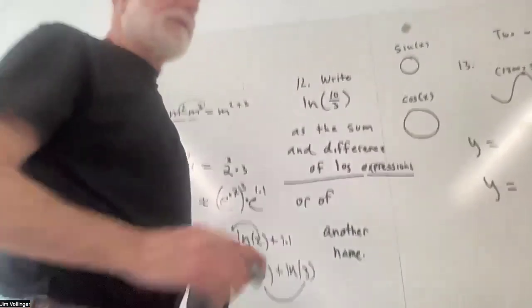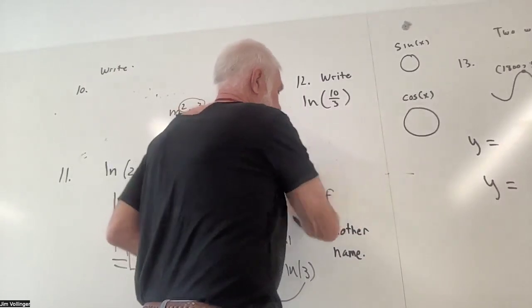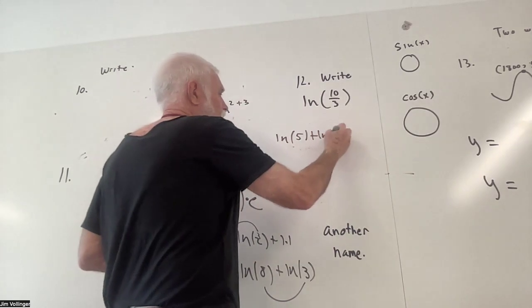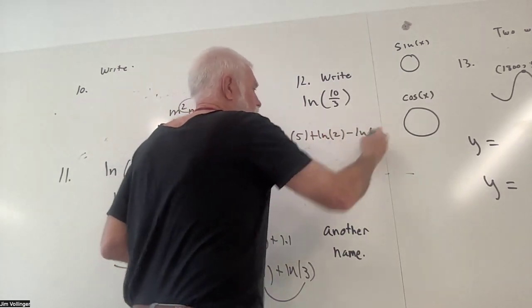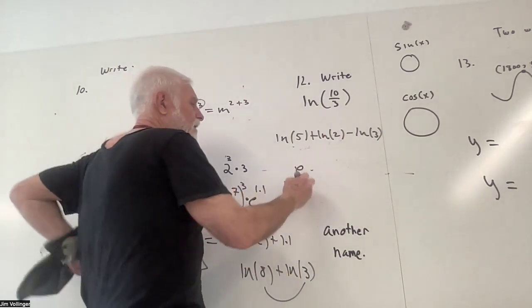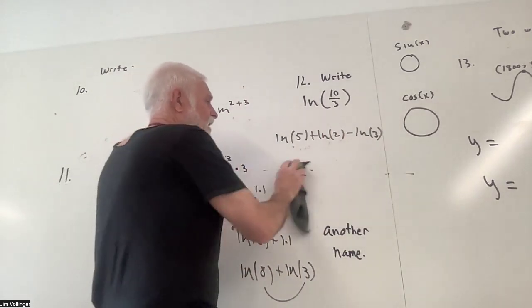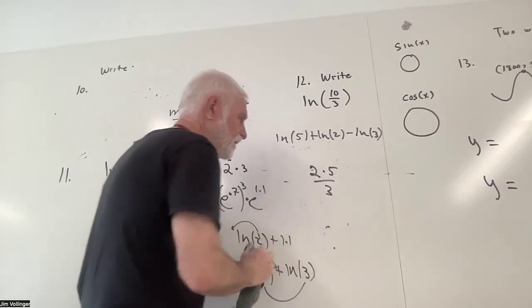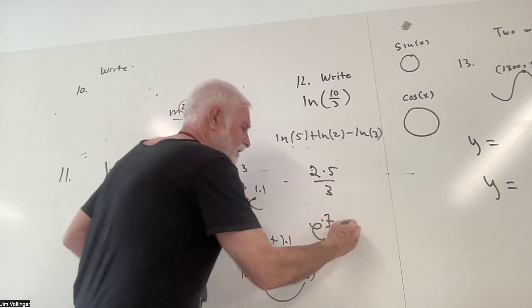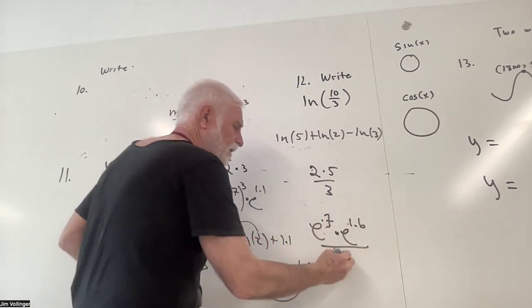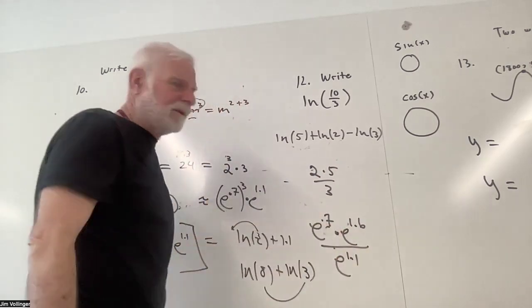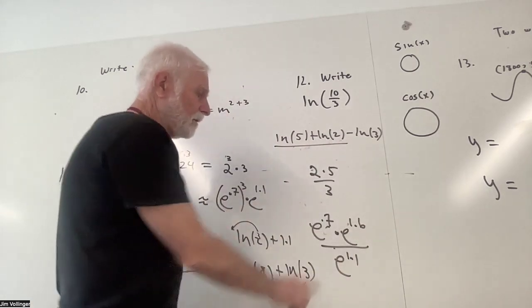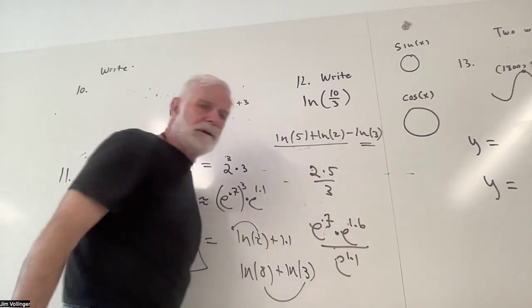So can you tell me what the ln of 10/3 is? I think it's the ln of 5 plus the ln of 2 minus the ln of 3. Let's find out. Let's do 10 as 2 times 5 divided by 3, and let's change that into e to the 0.7 times e to the 1.6 over e to the 1.1. Well, what are you going to do with the exponents? You're going to add 0.7 and 1.6, which is the ln of 5 plus the ln of 2. And then you're going to subtract 1.1, which is the ln of 3.